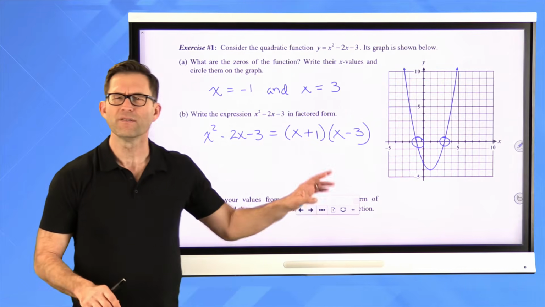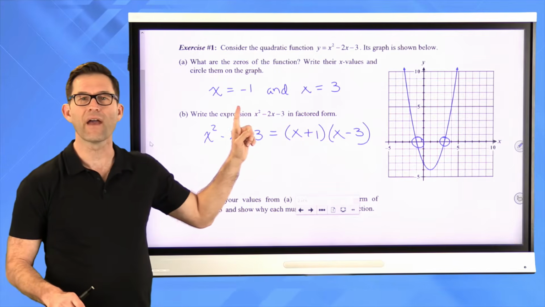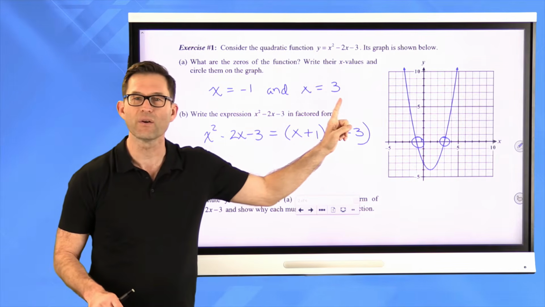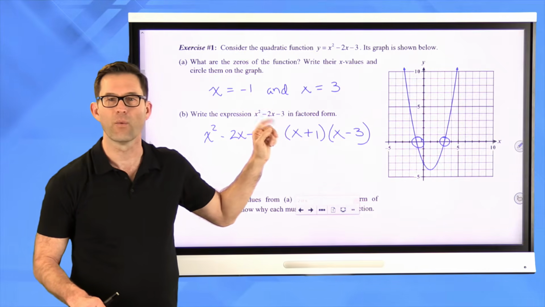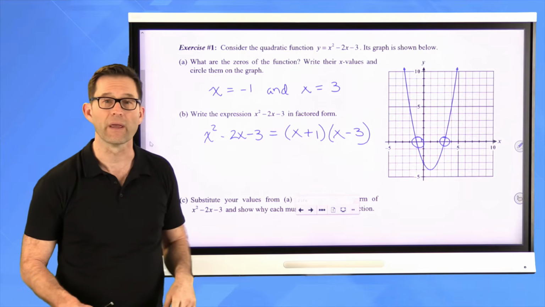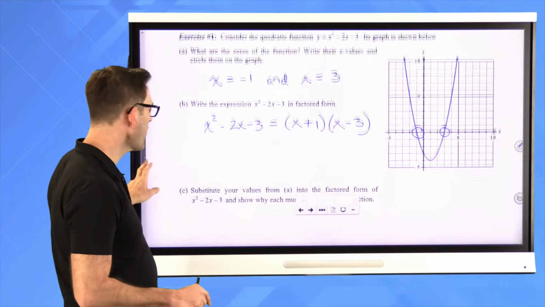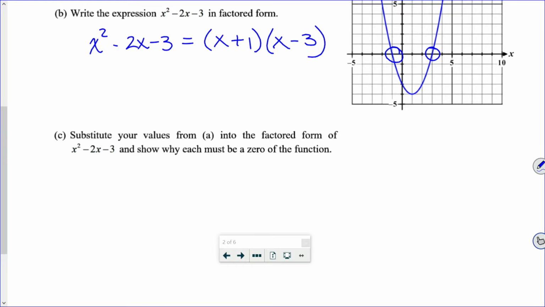Now, just take a look at these two factors and take a look at these two zeros. Here I've got x plus 1, here I have x equals -1. Here I have x minus 3, here I have x equals 3. So why is this happening? Well, let's take a look at letter C. Substitute your values from A into the factored form of x squared minus 2x minus 3 and show why each must be a zero of the function.